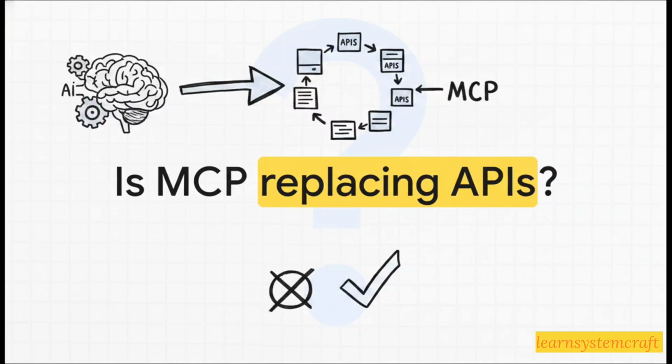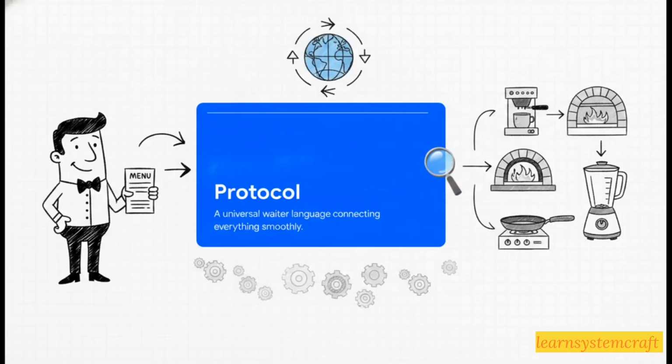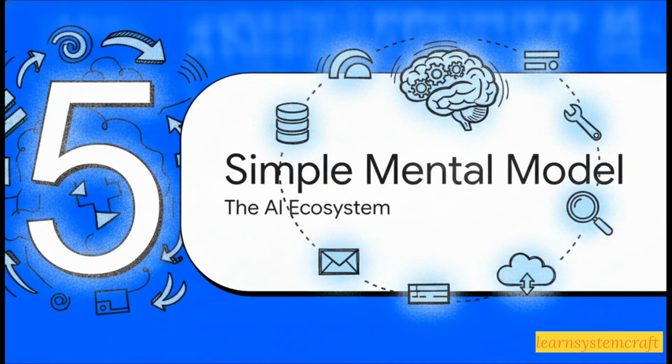Is MCP replacing APIs? The short answer is no. APIs are still totally necessary. MCP just standardizes how AI uses them. Just to make sure we're on the same page, an API, or Application Programming Interface, is simply a way for software to talk to each other. Back to our restaurant analogy, APIs are the actual kitchen machines and supplier systems. A protocol, on the other hand, is just a set of rules for communication. So MCP is the universal rulebook that makes sure the AI can smoothly place orders with all those different API kitchen machines.